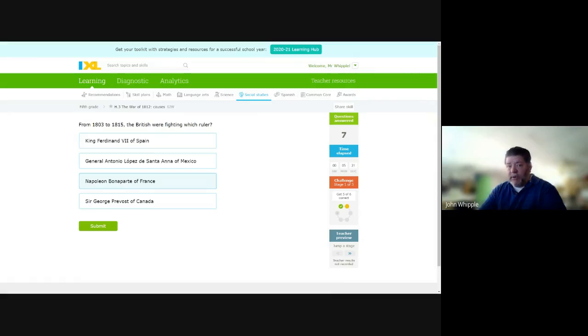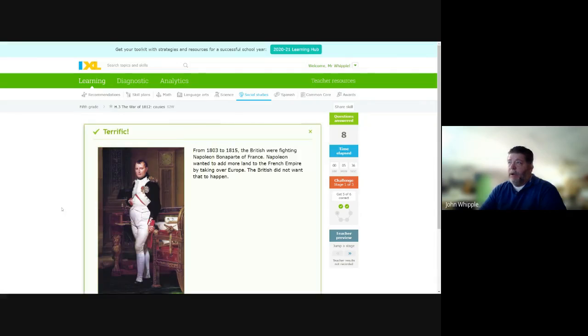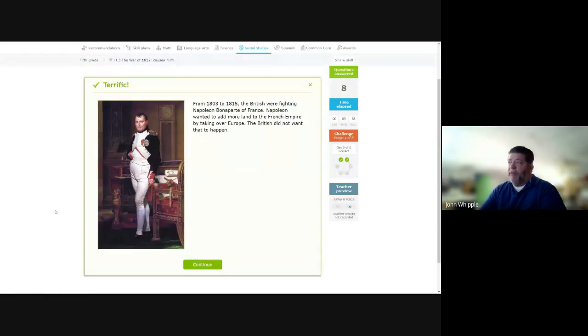And this is one thing that we get to start learning now, because when you go to high school, it's really going to be important learning about Bonaparte and the role that France played in Europe. All right, we got a picture of Monsieur Petit General. From 1803 to 1815, the British were fighting Napoleon Bonaparte of France. Napoleon wanted to add more land to the French Empire by taking over Europe. The British did not want that to happen.